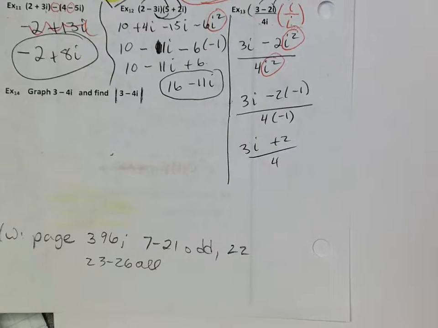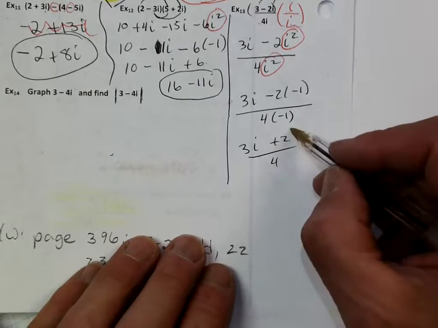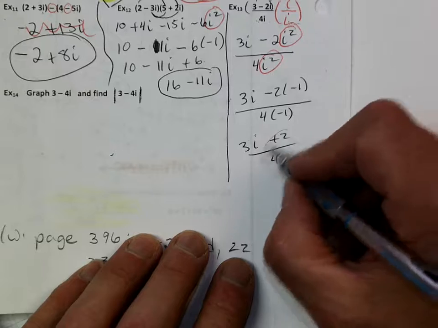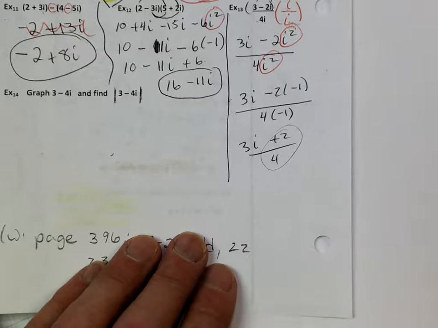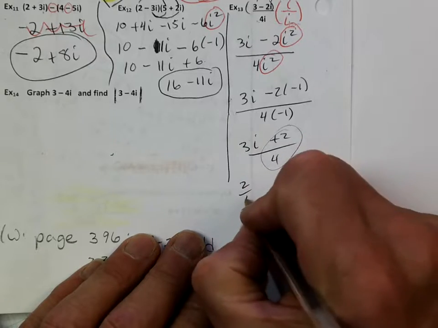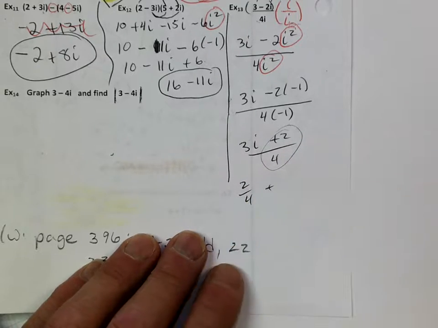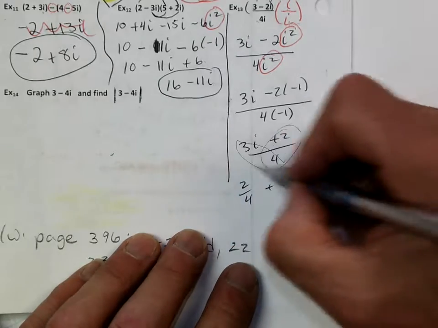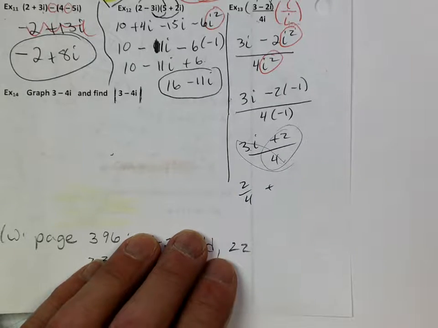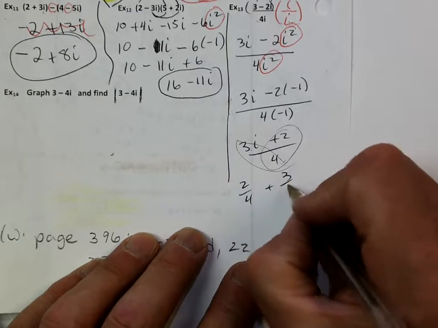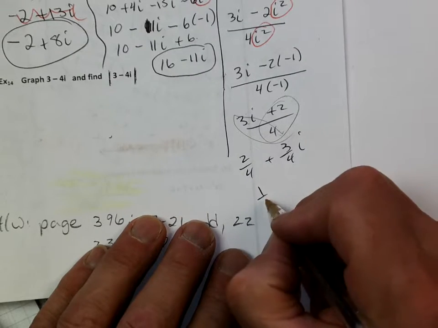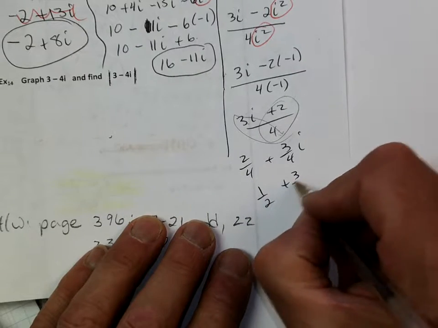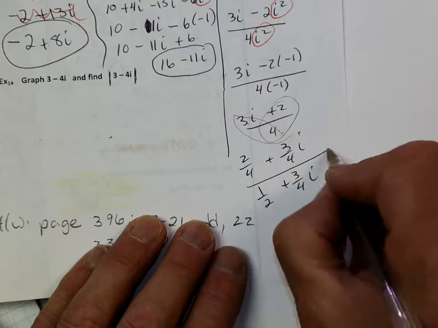Okay, now the last thing I'm going to do here is break it up into two parts. I'm going to put this 2 over 4 as my first fraction because I've got to do it as two parts. So I'm going to have 2 over 4 plus the second part, because they're both divided by 4, 3 over 4i. And yes, of course, that is 1/2. Better answer, 1/2 plus 3/4 i. There's a nice answer.